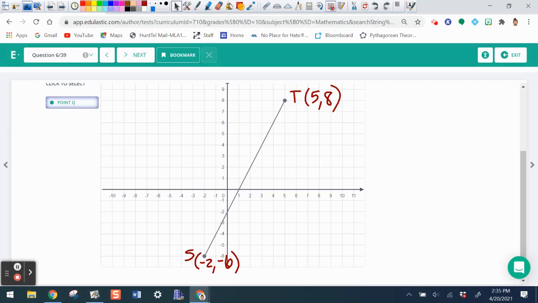So I'm going to show you two approaches to this one. One probably definitely more complicated.